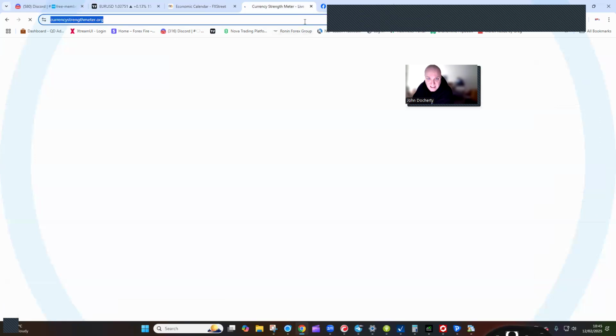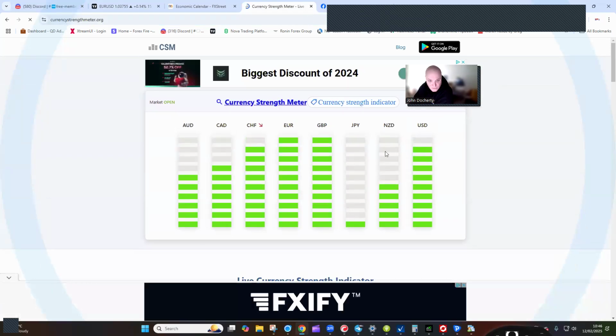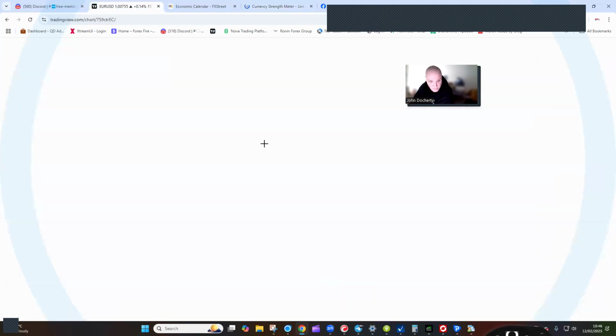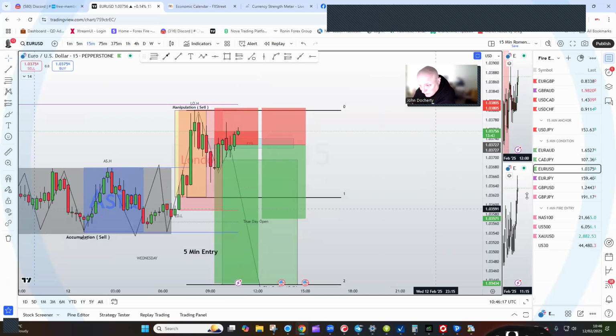Euro USD as it stands with currency strength, just like this, USD is strong, the euro is strong, but it's strongest on the euro. They're about the same, to be fair, so we may get some consolidation on the price action on this. It may even strike us out. We just have to accept that we're following the blueprint.